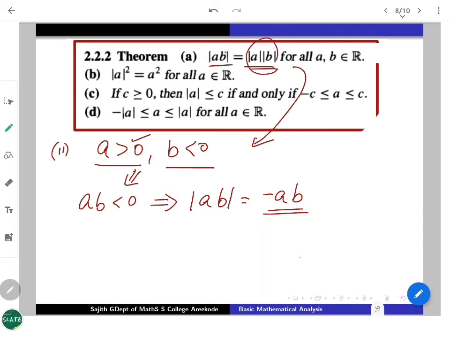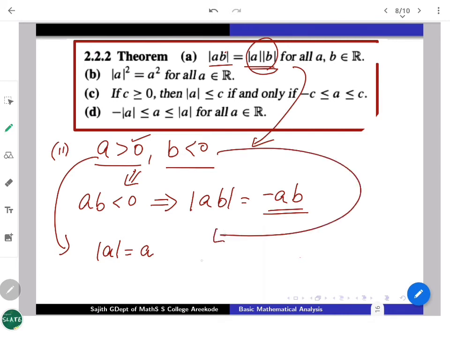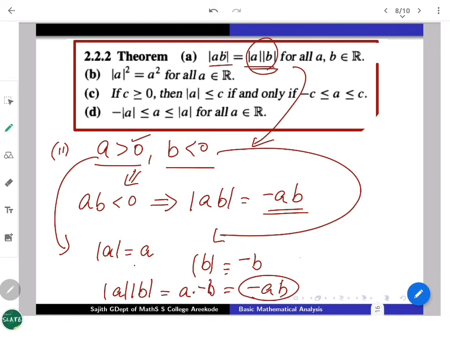But try to look at the right hand side. A is greater than 0, so mod A has to stand still, A itself. B is less than 0, which means mod B, if you are evaluating, is the additive inverse of B. These two multiplied together give my right hand side, which will be A into minus B, that is minus AB. So both are again equal.